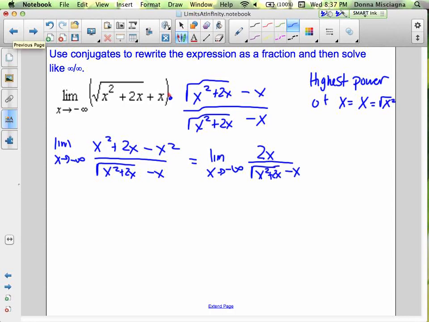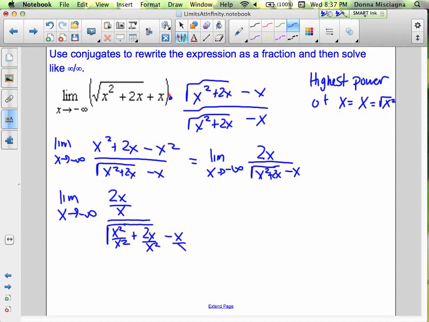All right, so we have the limit as x approaches negative infinity. We're going to divide everybody by x, except if you're in the radical, where we're going to divide by x squared. So we have x squared divided by x squared plus 2x, still under the radical, divided by x squared, minus x divided by x. All right, and that's everybody.